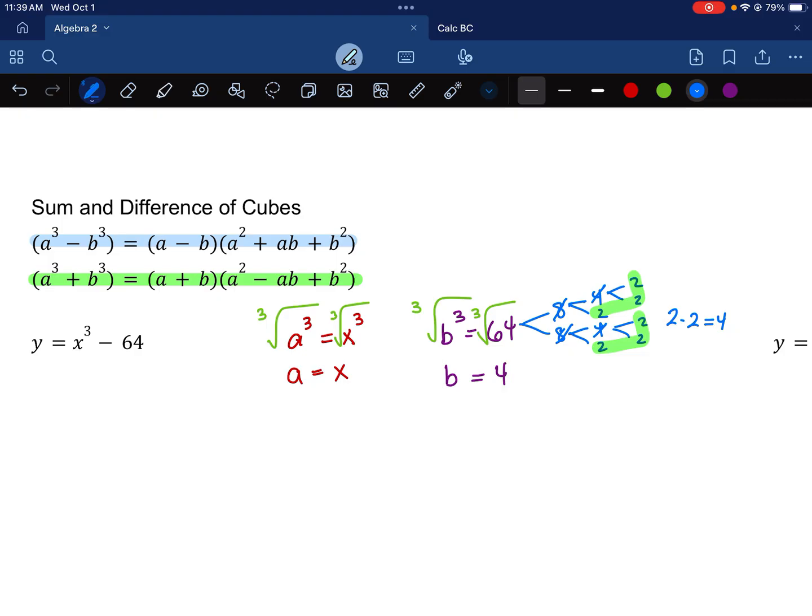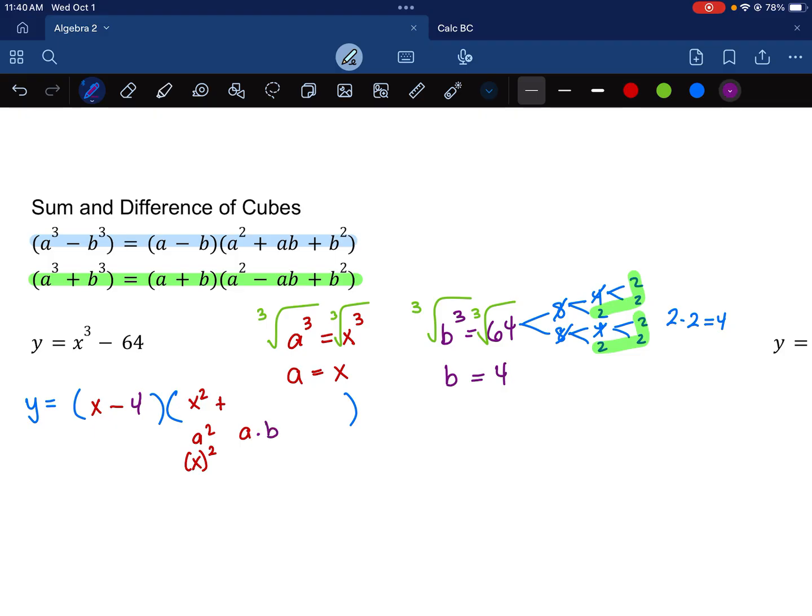Let's move right on to the formula. So we have our first parenthesis and our second bigger parenthesis. In our first parenthesis, we're going to have a minus b. So our a is x minus our b is 4. And then in our second parenthesis, we always start with a squared. So that's x to the power of 2. And then plus our a times b is in our second slot.